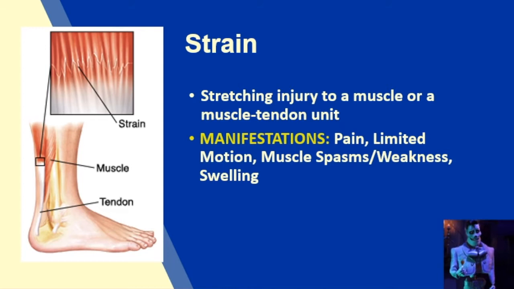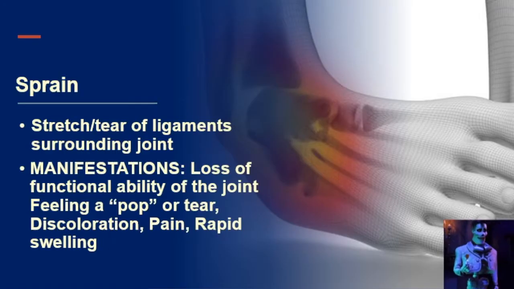Then you have your strain. Class, when I talk about strain, this refers to a stretching injury to a muscle or a muscle tendon unit. The manifestations would include pain, limited motion, muscle spasms or weakness, and swelling. Your patient may have possible muscle weakness because of the pain they experience. Notice where the injury is: it is usually between the muscle and the tendon.